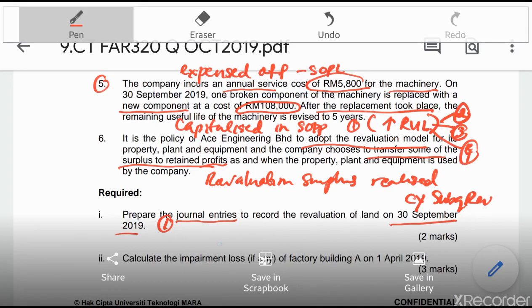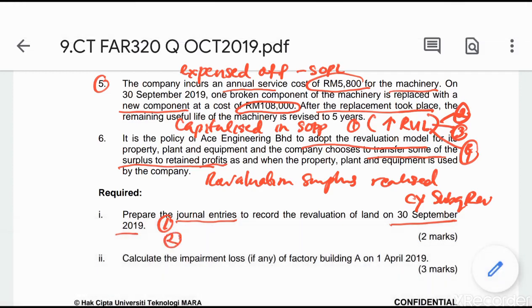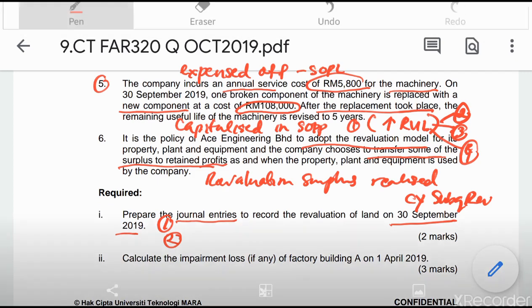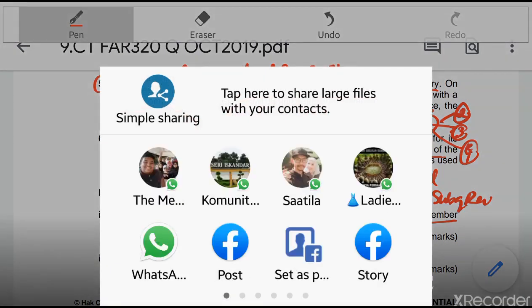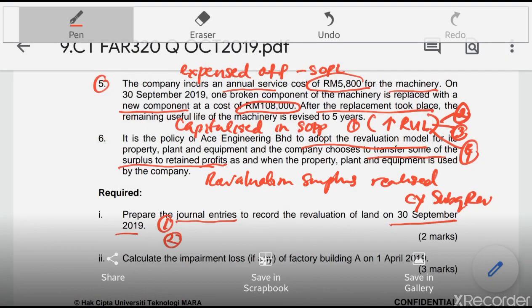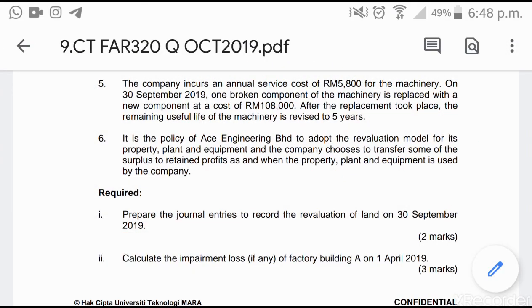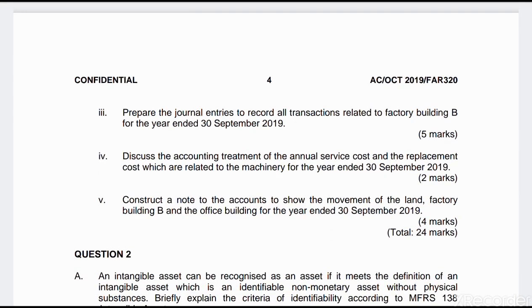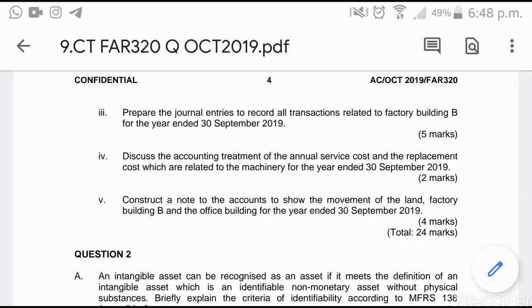And then you have the second one asking you to calculate the impairment loss. This is for information number 2, and the impairment loss is the one that happened on 1st of April. Let's look at the next requirement. There are a few other requirements. This question is quite lengthy for the marks given, but it's worth doing because it covers a lot of areas in the accounting for PPE.